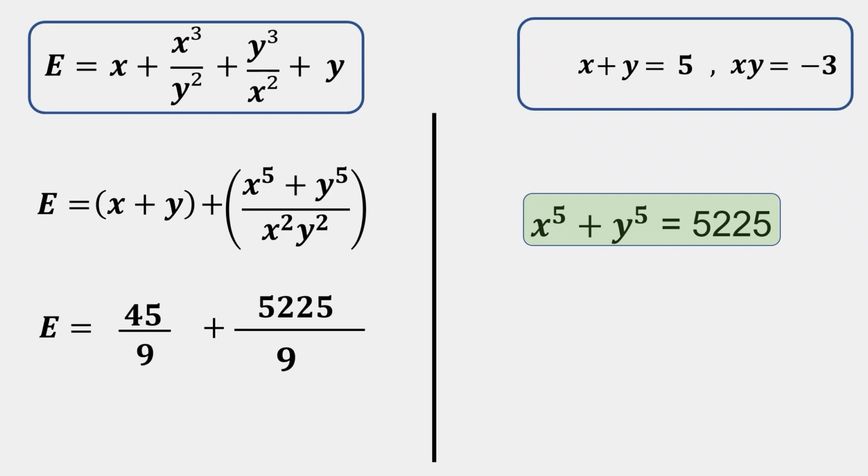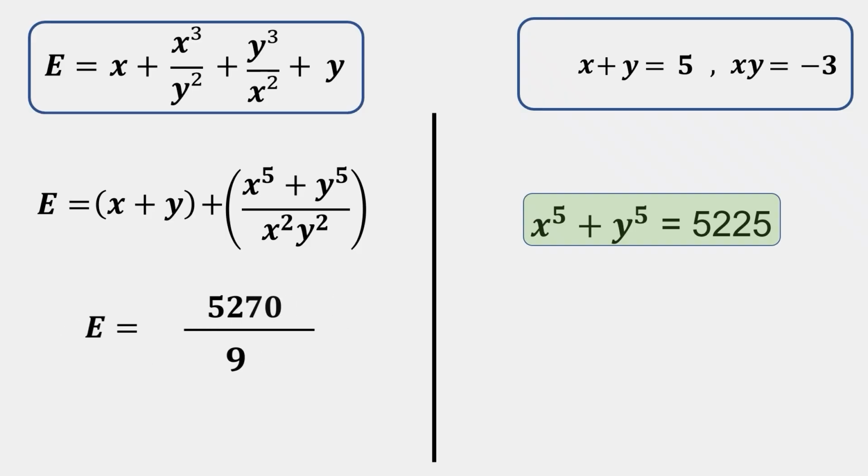5 equals 45 divided by 9. Add 45 plus 5,225 equals 5,270. So E equals 5,270 divided by 9. We've found our result. E equals 5,270 divided by 9.